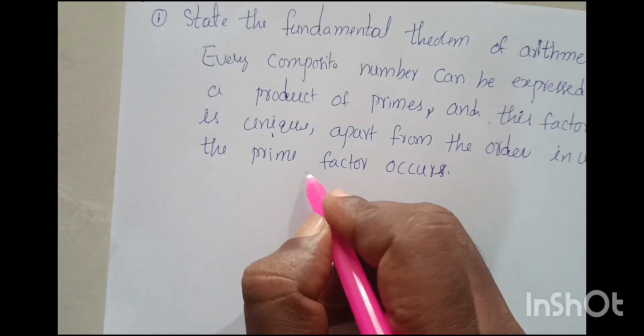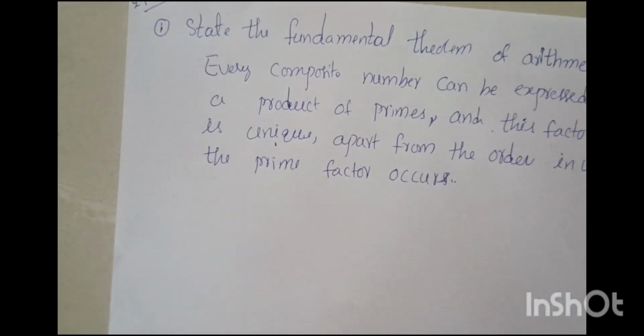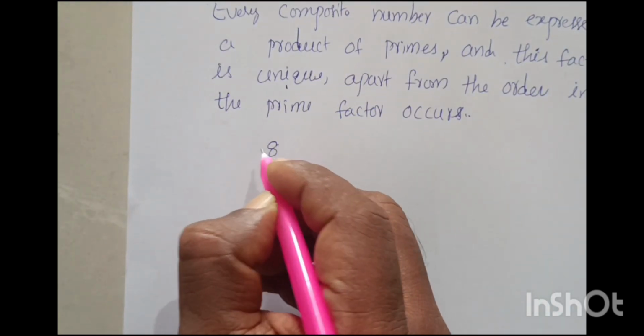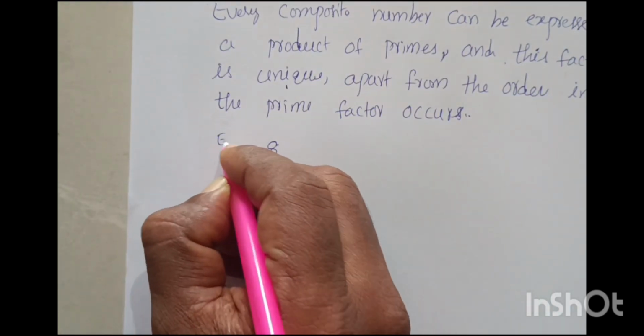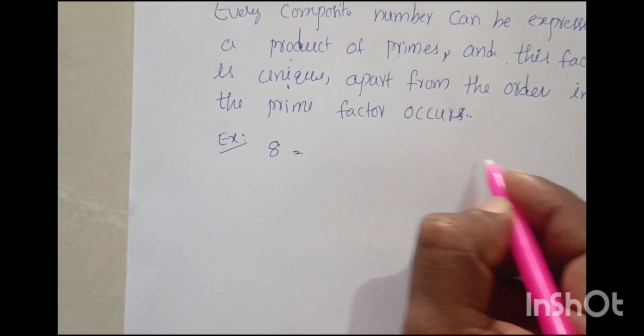So every composite number can be expressed as a product of primes, and this factorization is unique apart from the order in which the prime factors occur. This is the statement of the fundamental theorem of arithmetic. Suppose we take 8, which is a composite number. So for example, 8 is a composite number, a product of primes, therefore 8.